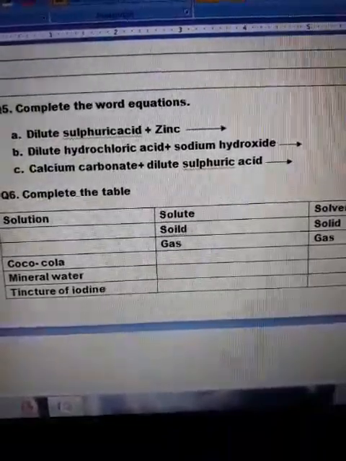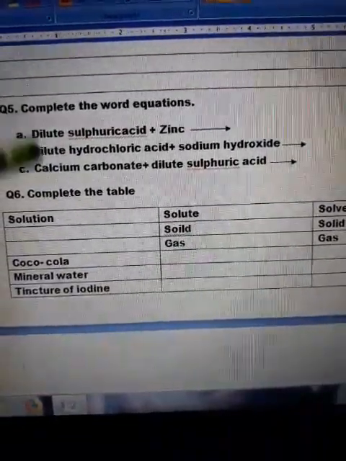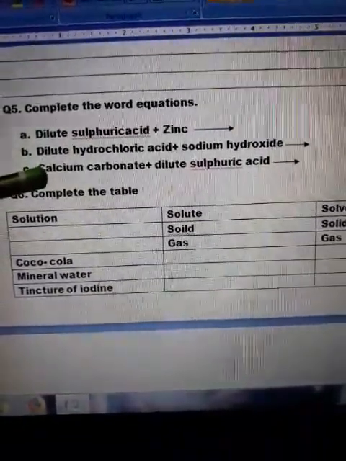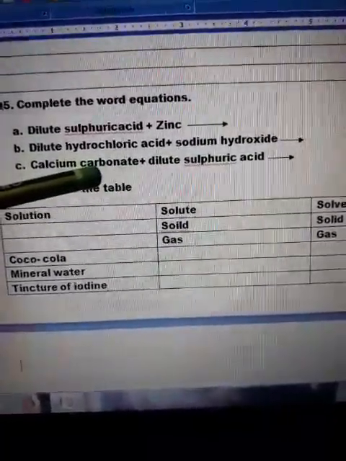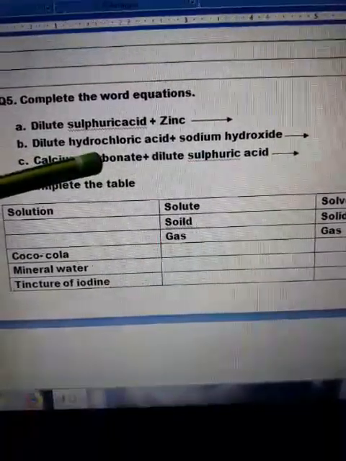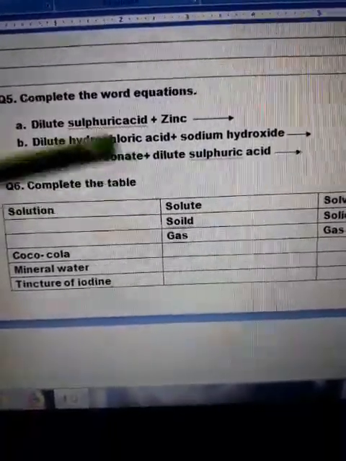Calcium carbonate is reacting with dilute sulfuric acid. It results in the formation of salt. The salt is calcium sulfate. Carbonate is indicating the formation of carbon dioxide and water as well.